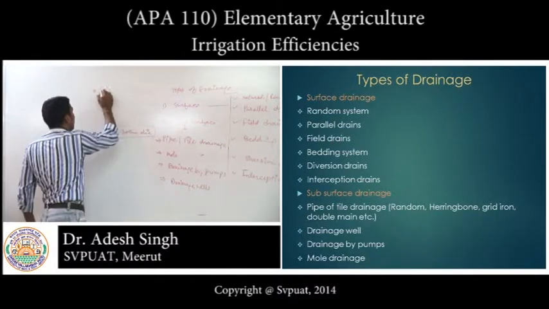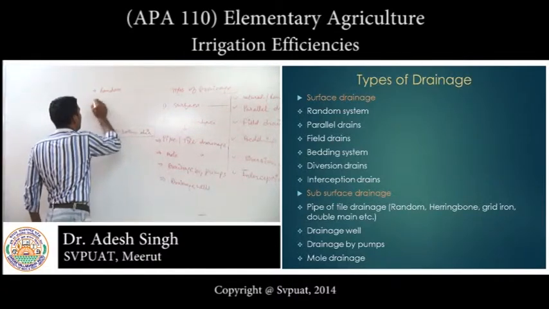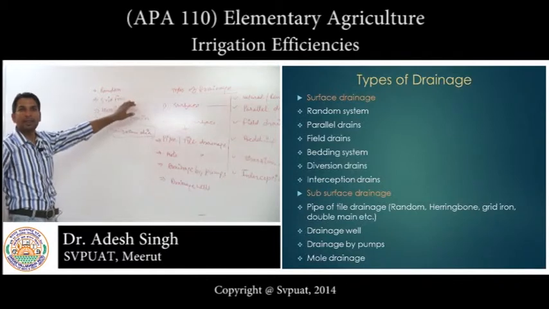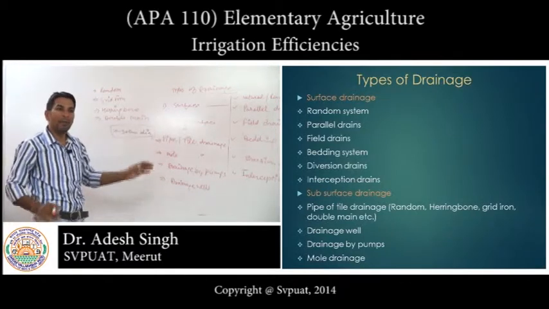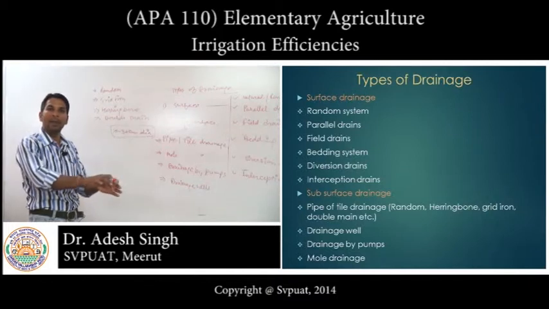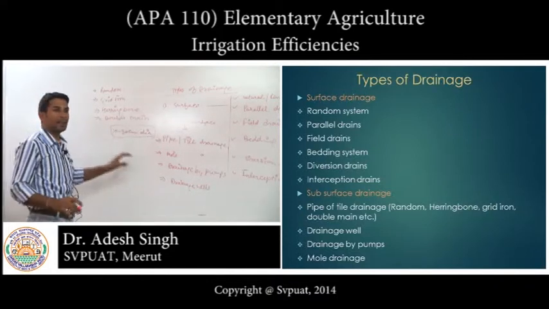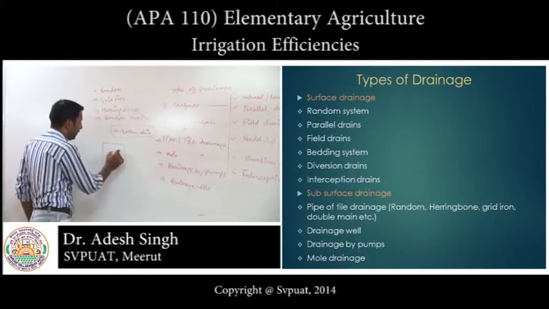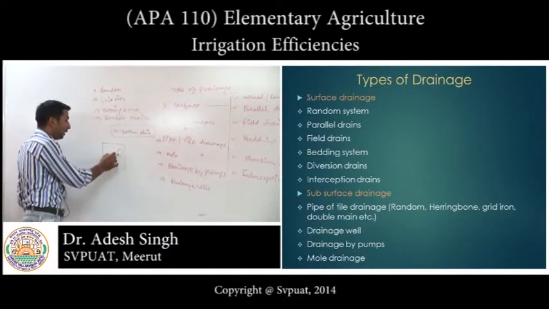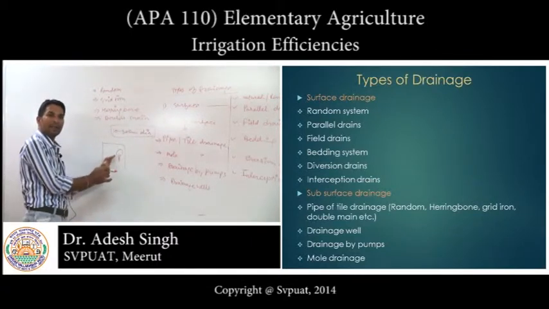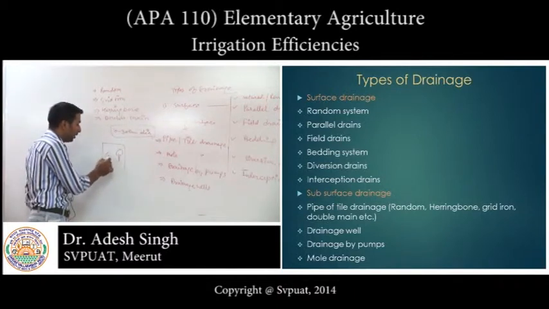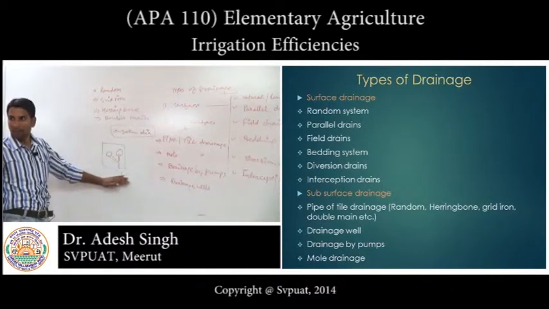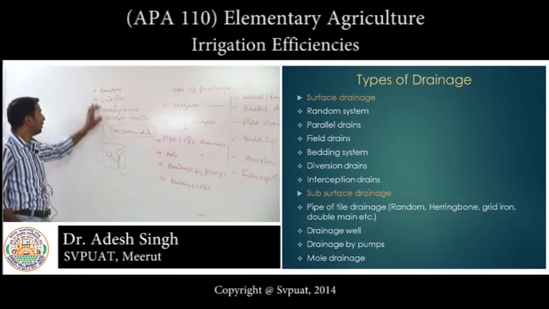Say for example, random, gridiron, herringbone. Random, just like random for surface, means where there is a depression, it can be joined with the pipeline and the water can be received through the random system. Means say for example, if the depression is there, the tile line can be embedded within the root zone here, and the water can be safely disposed of to the main drainage channel.